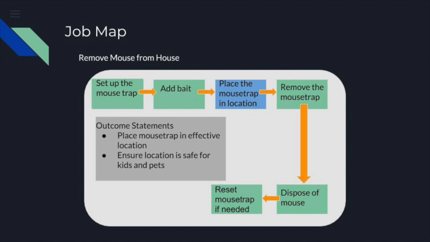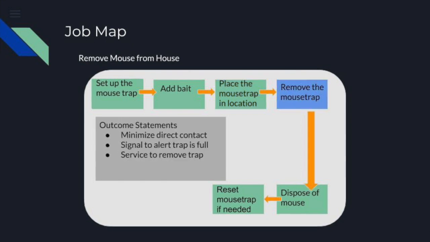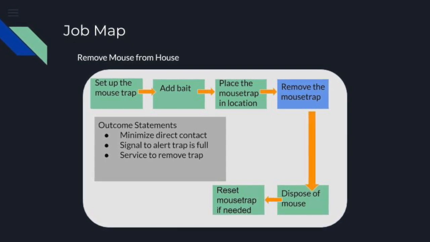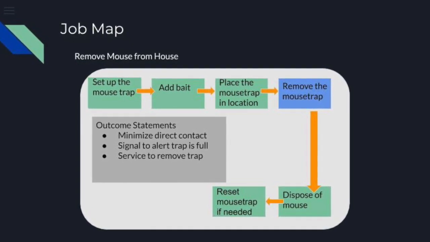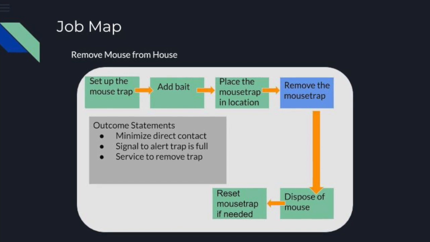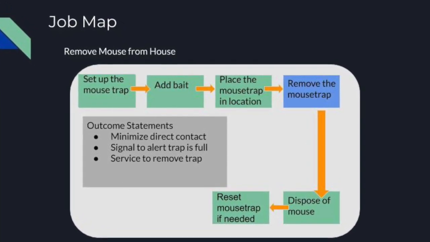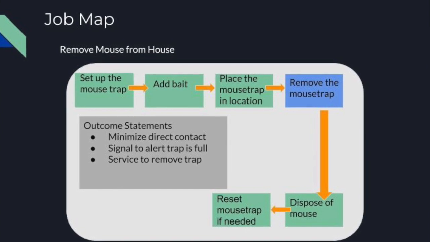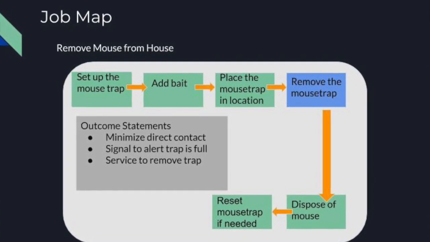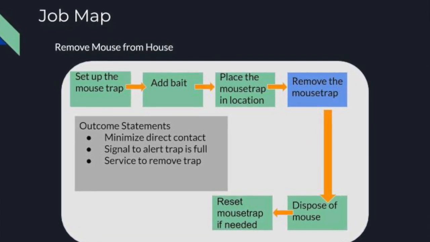Step 3 is to place the mousetrap in a location. We want to place the mousetrap in an effective location and ensure the location is safe for kids and pets that might be in the house or immediate area. Step 4 of our job map is to remove the mousetrap once it has been triggered. So we want to minimize direct contact with the rodent. We want a signal to alert that the trap is full or has been triggered, and possibly want a service to remove the trap as an outcome.